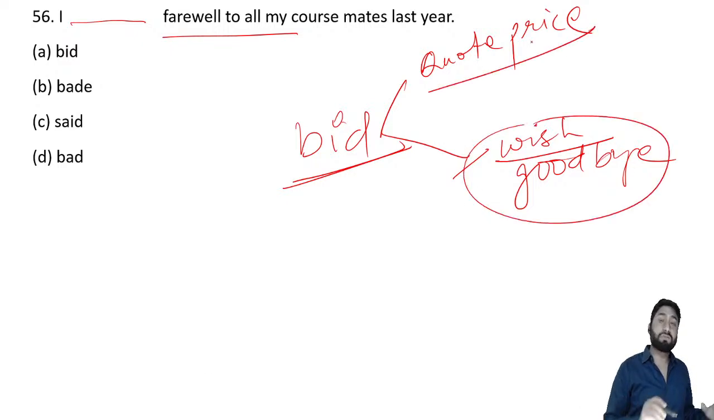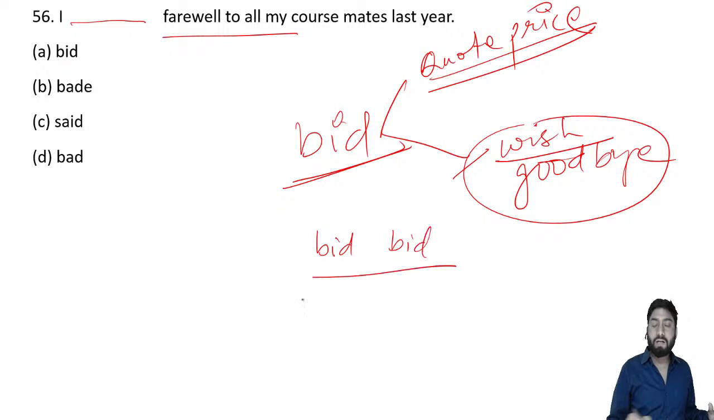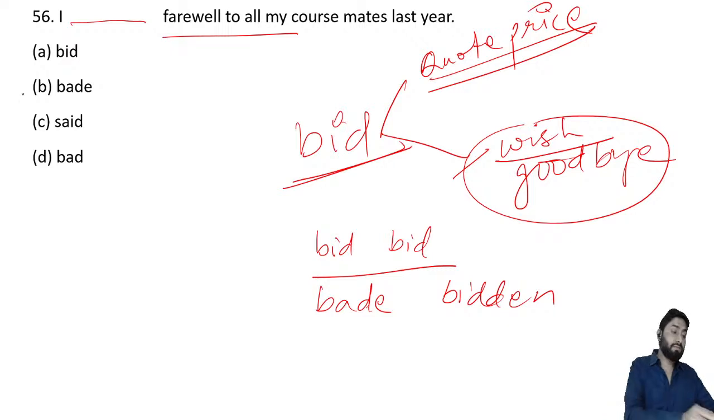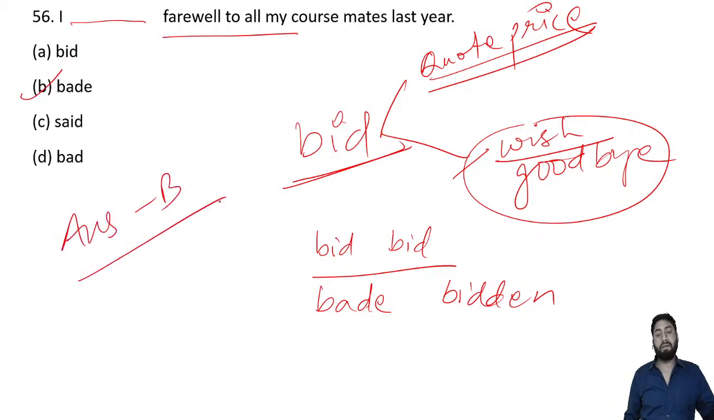Now the three forms of each are different. If you quote a price in that sense, then obviously it will have the forms bid, and if you go for the other one, that would be bade. And we do this in many places, you know that, right? We also use bid where we talk about the infinitive and so on. So bid, bade, bidden. So here I bade farewell to all my course mates last year. So you got this answer. So the answer is B. Fill in the blanks again, right? A little bit related to verbs.